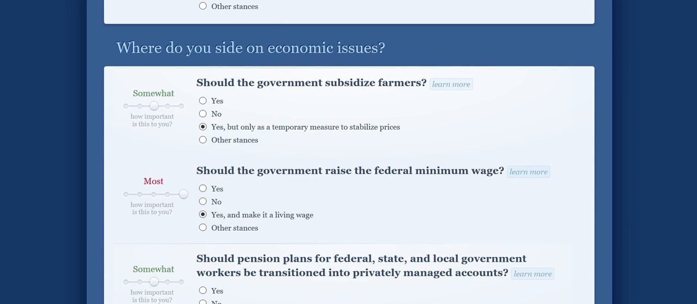Should the government raise the federal minimum wage? Yes, and make it a living wage. That, to me, I put most important because it's a fucking scandal that we still live in a country where you can work full-time and not make enough money to survive. I mean, think about that. You can work full-time and not make enough money to survive.